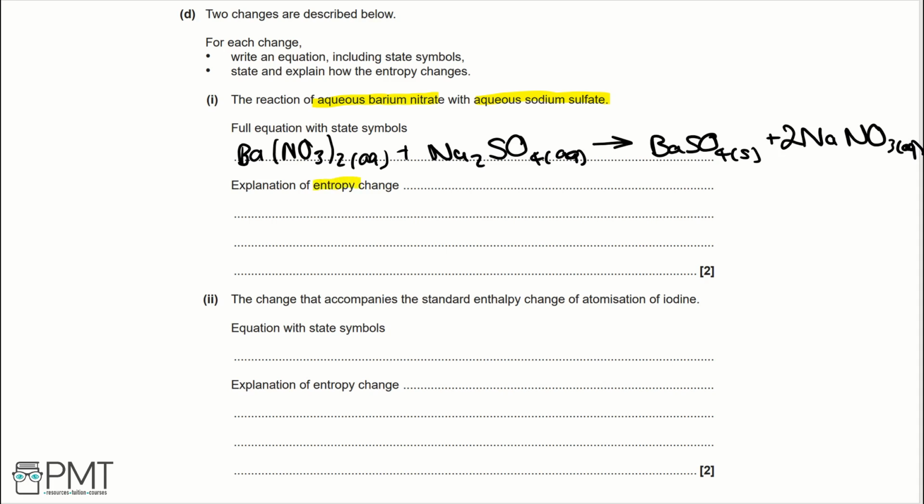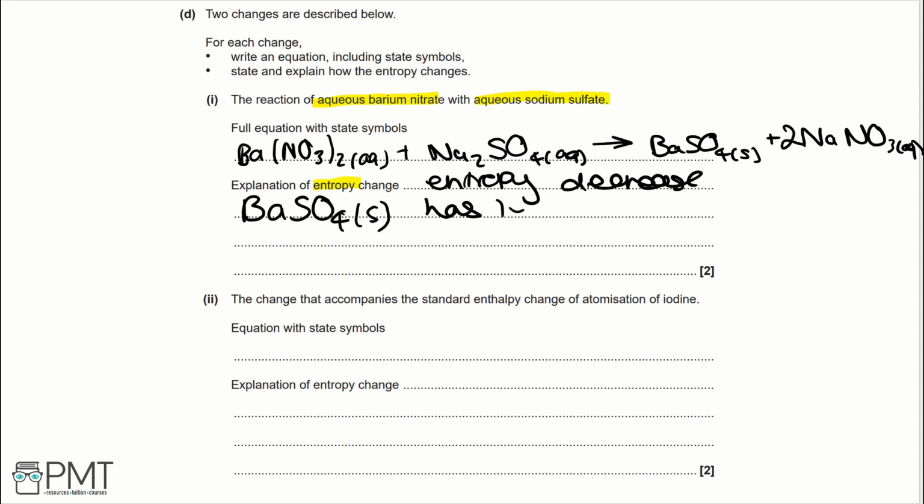Entropy is a measure of disorder, and because we're forming a solid, entropy will decrease. And the reason for this is because BaSO4 solid, or barium sulfate, has less disorder. To get the 2 marks for this question, you need to write the equation correctly, balanced with the correct state symbols, and then you need to say that entropy is decreasing because there's less disorder because a solid is produced.